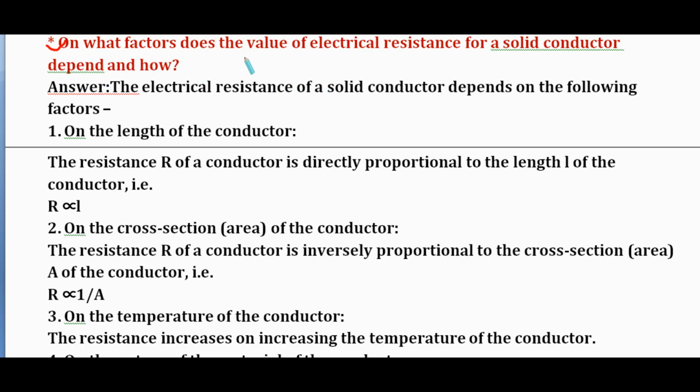Now the question, on what factors does the value of electrical resistance for a solid conductor depend and how? The electrical resistance of a solid conductor depends on the following factors. On the length of conductor. The resistance R of conductor is directly proportional to length L of the conductor, that is R proportional to L. Secondly, on the cross-sectional area of the conductor. The resistance R of conductor is inversely proportional to the cross-sectional area A of the conductor, that is R proportional to 1 upon A.